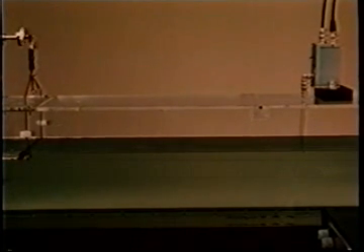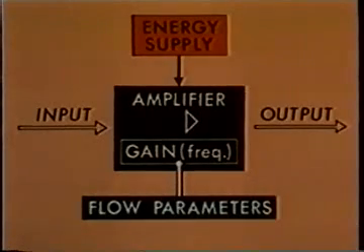Now let us look at some other flow instabilities and describe them in terms of our block diagram. For each, we will indicate the energy supply, the critical flow parameters, or the dynamic processes involved. For some, we will also try to show you what happens beyond instability, namely transition to other instabilities or to turbulence.